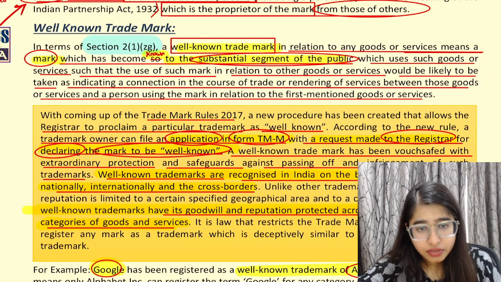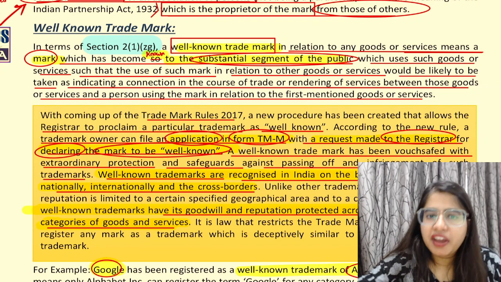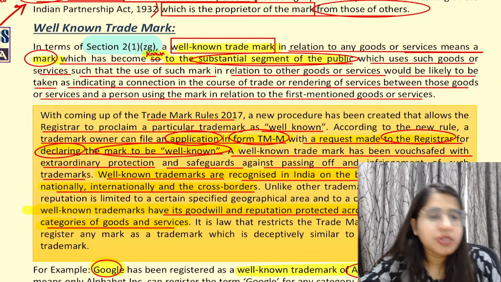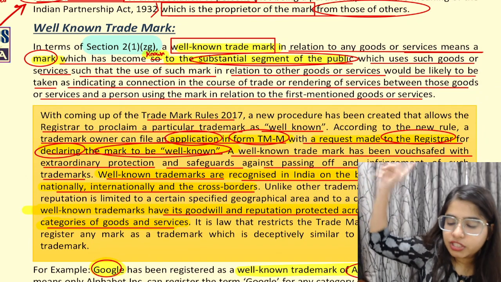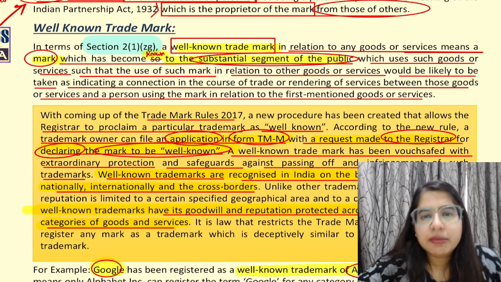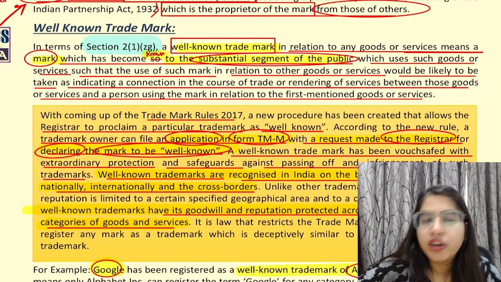Okay, so Section 2, Clause 1, Clause (zg) defines well-known trademark, which says that a well-known trademark in relation to goods and service means a mark which has become known to the substantial segment of the public. Any mark which is known to a substantial segment of the public, like the majority of the public already knows about it, then we can call it a well-known trademark.